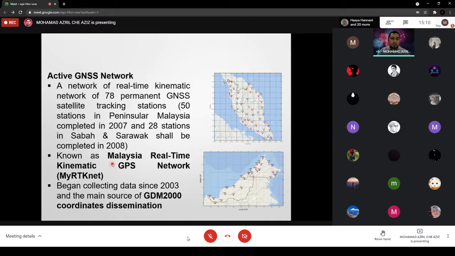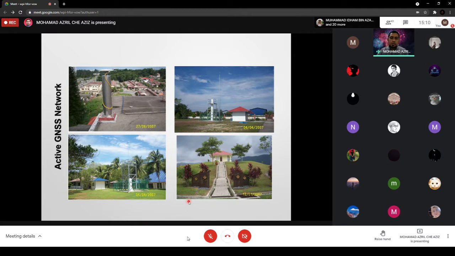So as the name says, Malaysia Real-Time Kinematic GPS Network. So this is the example of the MyRTKNet control station. They have it on top of the building, on the flat area.